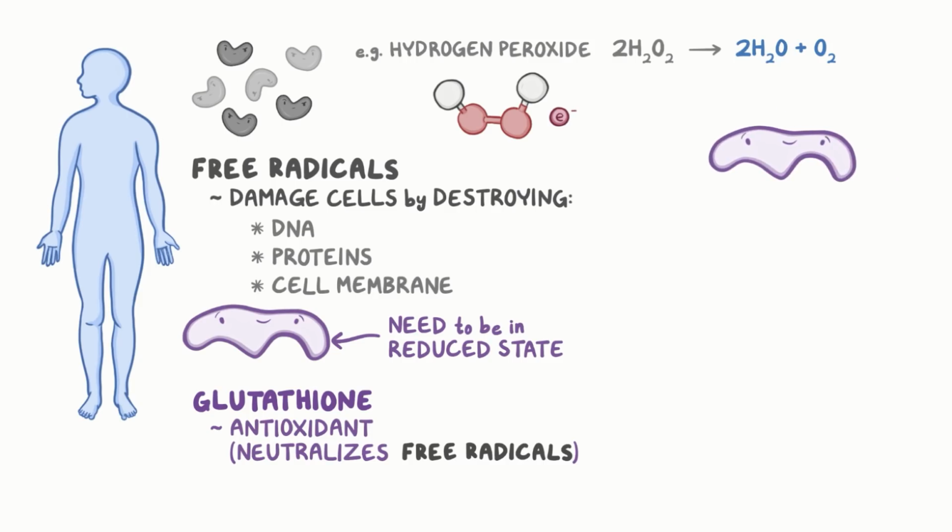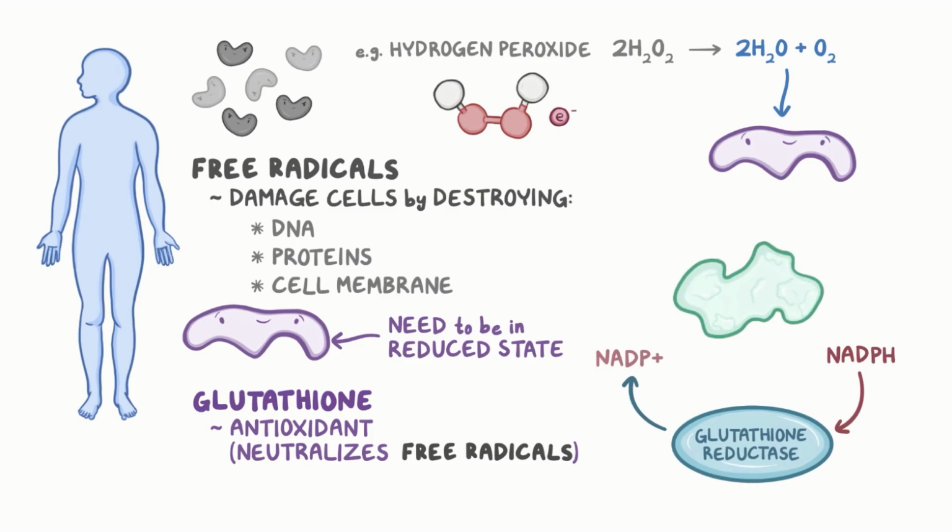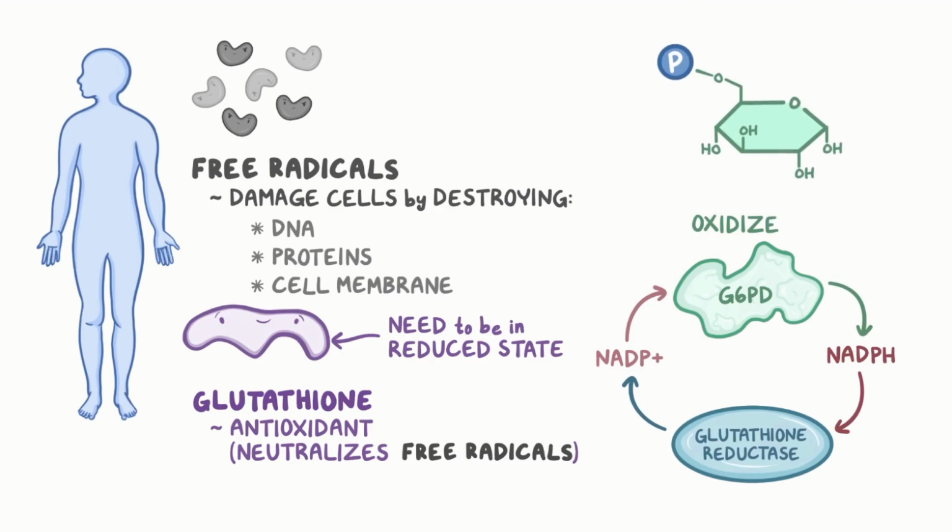However, this causes the glutathione to become oxidized, so before it can get back to work, an enzyme called glutathione reductase will use an NADPH as an electron donor and reduce the oxidized glutathione back into its working state. After giving up its electron, the NADPH will become NADP+. So, to replenish the supply of NADPH, we have the glucose-6-phosphate dehydrogenase enzyme, or G6PD, which reduces NADP+ back to NADPH by oxidizing a glucose-6-phosphate.